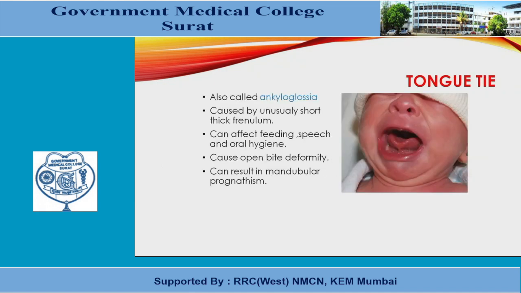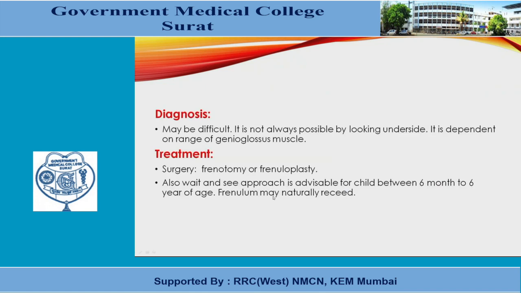Tongue tie. It is also called ankyloglossia, which is caused by an unusually short and thick frenulum. It can affect the feeding of the child, speech and oral hygiene, and cause open bite deformity, and it can result in mandibular prognathism. Diagnosis may be difficult if not seen vigilantly. It is not always possible by looking at the underside.